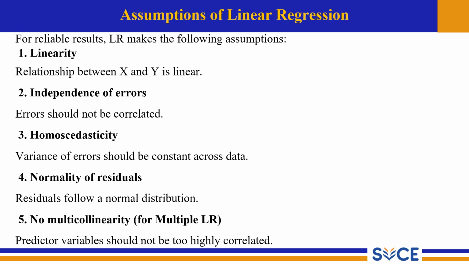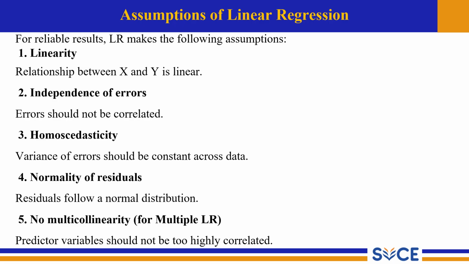Assumptions of linear regression. To ensure that linear regression gives trustworthy and accurate results, there are a few important assumptions that the data should satisfy. These assumptions help the model behave as expected and make the predictions reliable. The first assumption is linearity. This means the relationship between the input variable x and the output variable y should be roughly linear. In other words, changes in x should lead to proportional changes in y.